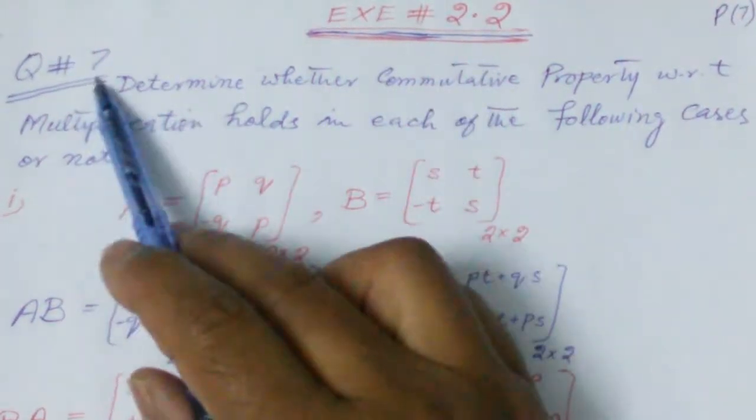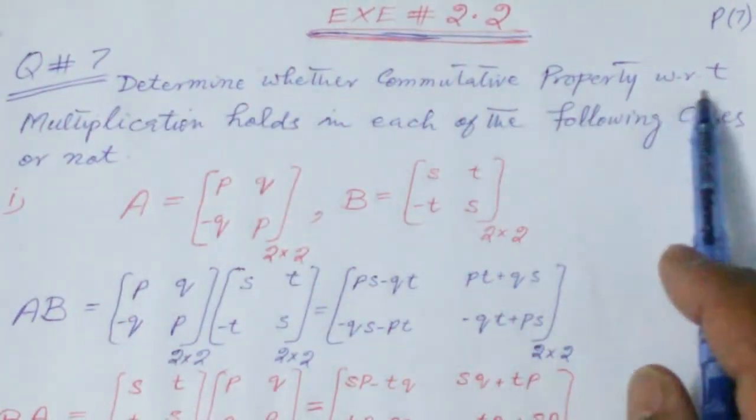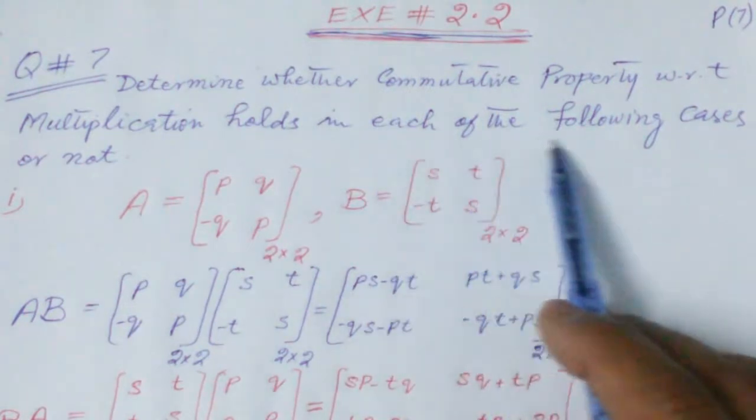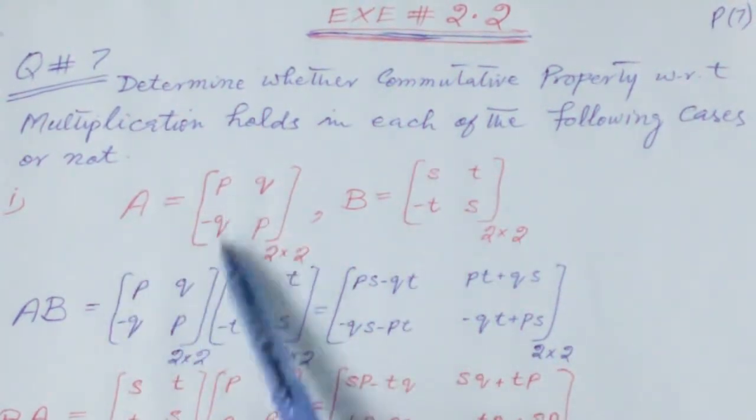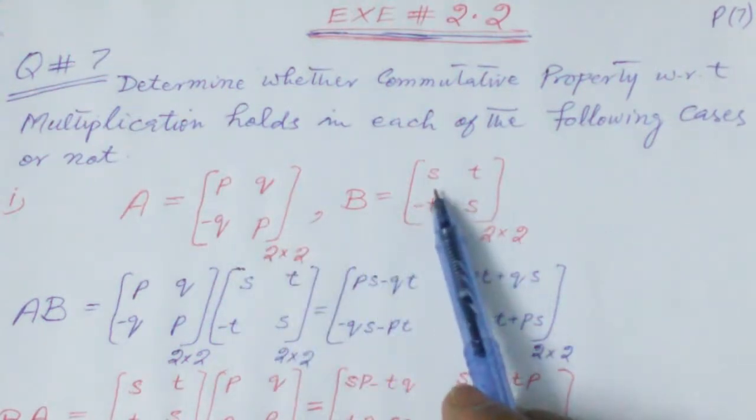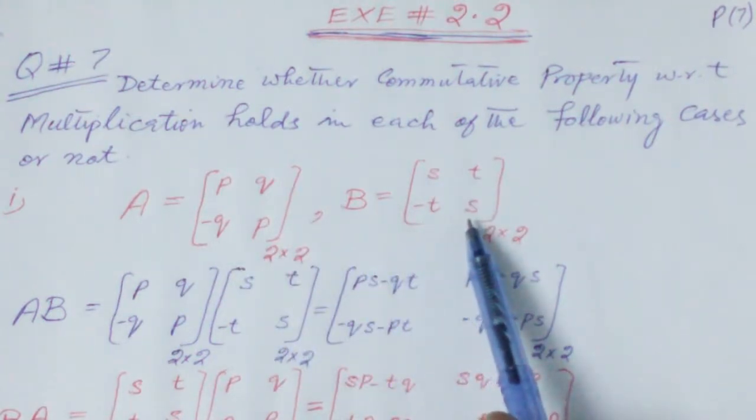Exercise 2.2, question number 7. Determine whether the commutative property with respect to multiplication holds in each of the following cases or not. A is a matrix having elements P, Q, minus Q, P. B is another matrix having elements S, T, minus T and S.